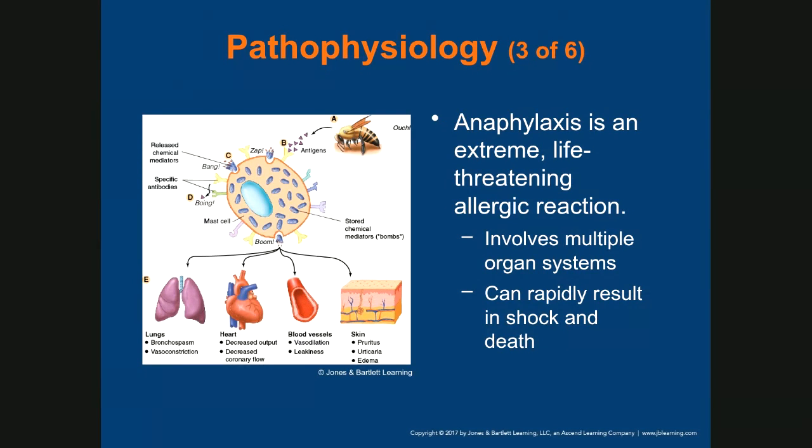Anaphylaxis is an extreme, life-threatening allergic reaction, and it involves multiple organ systems, and it can rapidly result in shock and death. So it can affect the lungs, the heart, the blood vessels, the skin. And that chart shows you the complications.